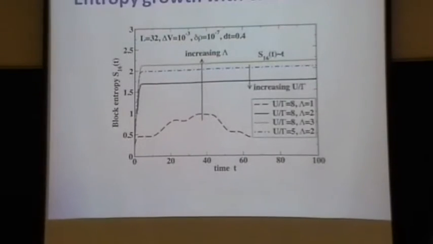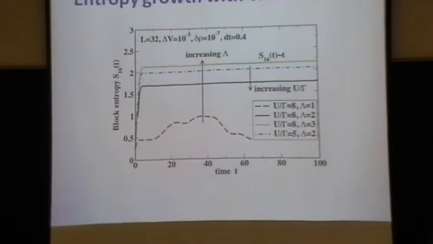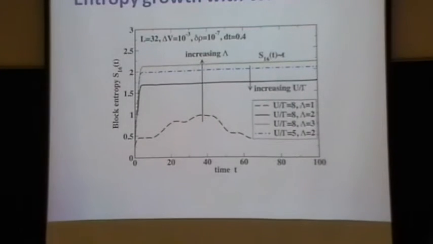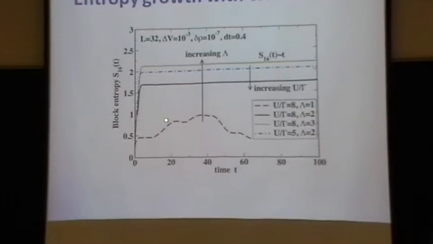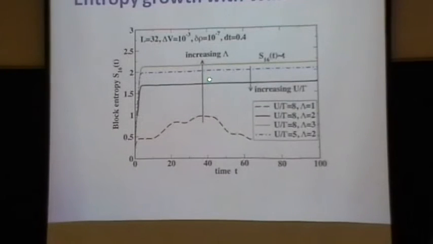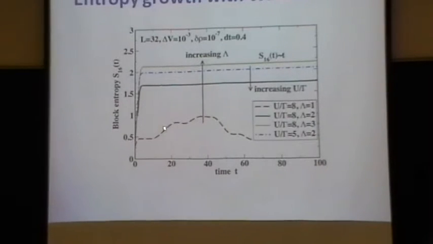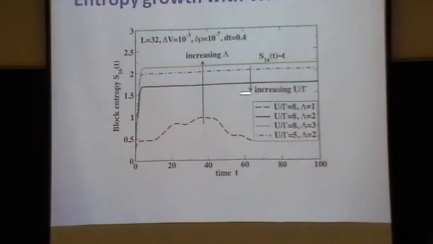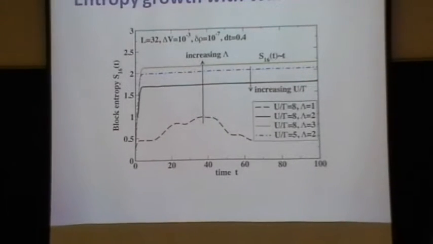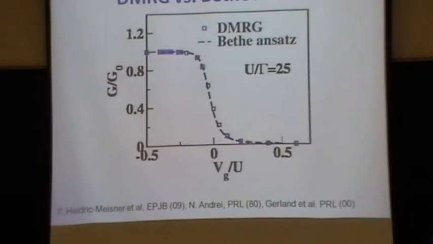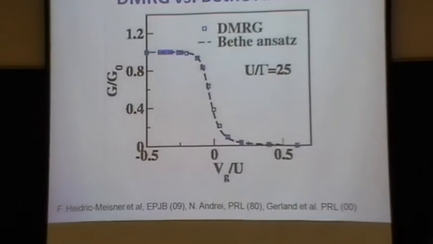So let's look at the conductance. I don't have the conductance as a function of time, maybe later. Here we're looking at the entropy growth as a function of time, and we see that as we increase lambda, the entropy actually increases. So we need to use more states. But it doesn't increase dramatically. It's always under control, and it remains pretty constant in time. So it's not that bad. Here are results comparing DMRG with Bethe ansatz for different values of VG, and we see very, very good agreement.